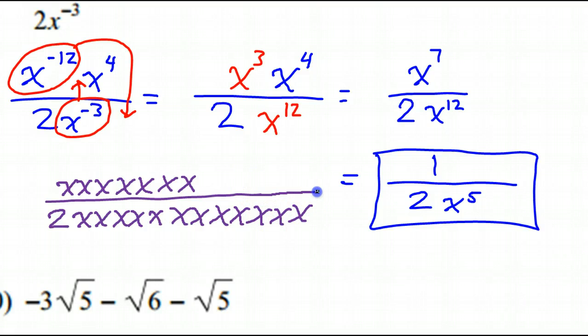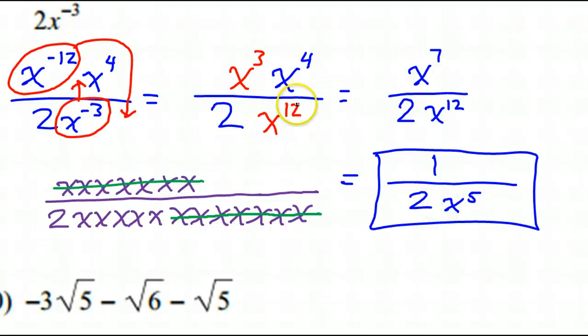And again, I do not want you writing this out under any circumstances, but it is helpful if you picture it happening in your mind. So these 7 x's in the top are going to cancel out 7 of these x's in the bottom. Okay, so look, that leaves 1, 2, 3, 4, 5 x's. That's why it's x to the 5th.